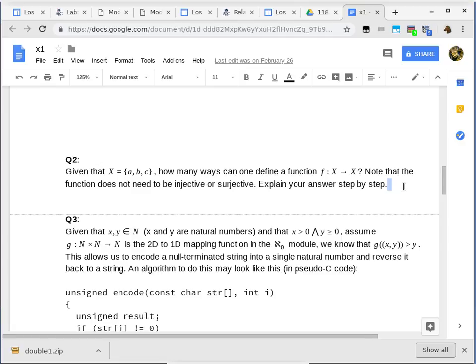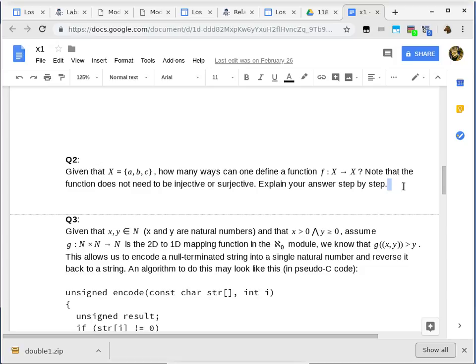Pick one, right? What about B? Well, same thing. B can map to A, B, or C. Does that depend on whether A has already mapped to that element? No, because that is only a concern when I care about injectiveness or surjectiveness. Since I specifically say that I do not care, they can all map to the same thing for all we care. What about C? Same thing. It can map to A, B, or C.